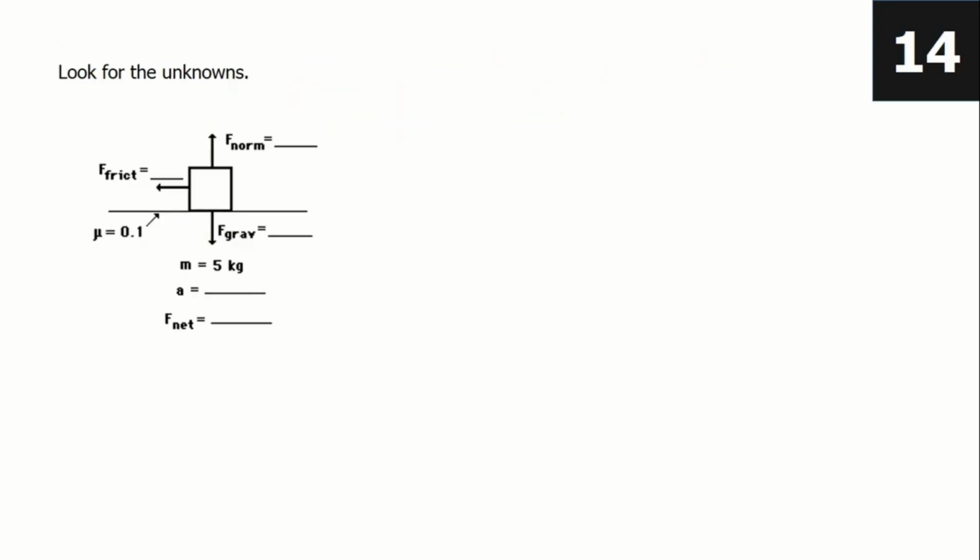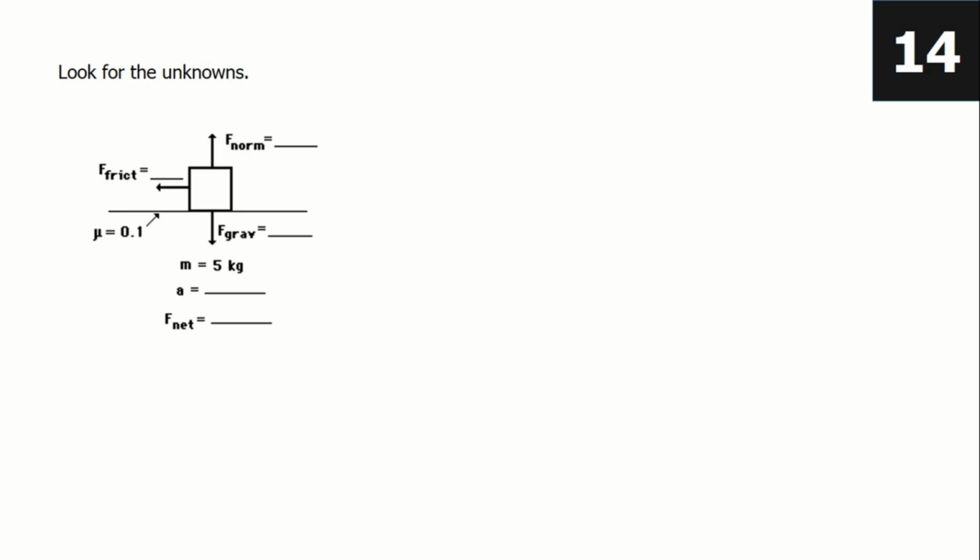Okay, on item number 14, we have already a free body diagram. And net force, or normal force rather, gravitational force and frictional force are not given or are unknown. Net force also unknown. And acceleration, also you have to solve for the acceleration. But we are given with the mass, 5 kilogram mass, and the coefficient of friction, which is 0.1.